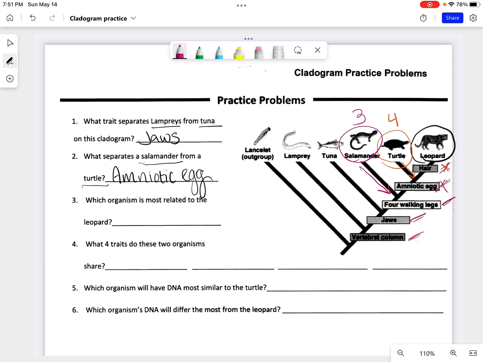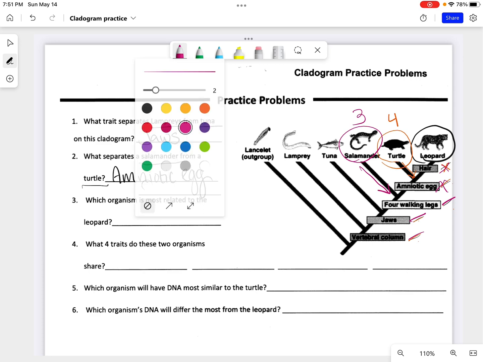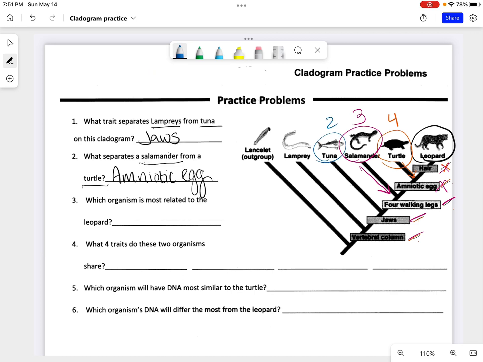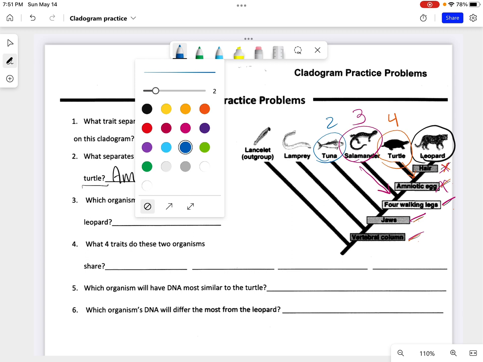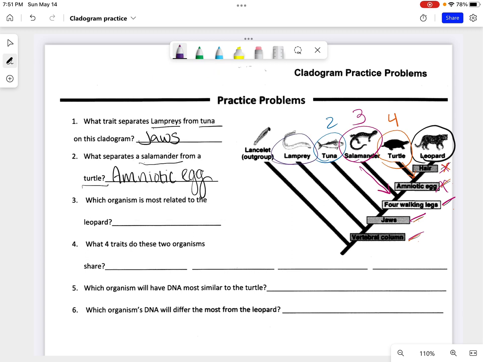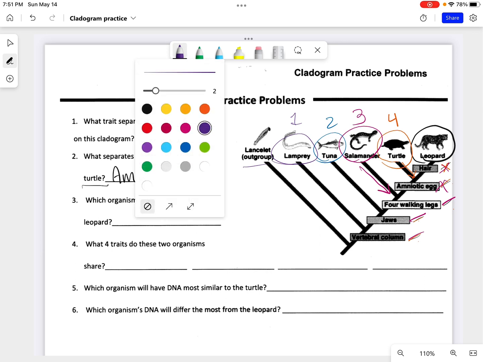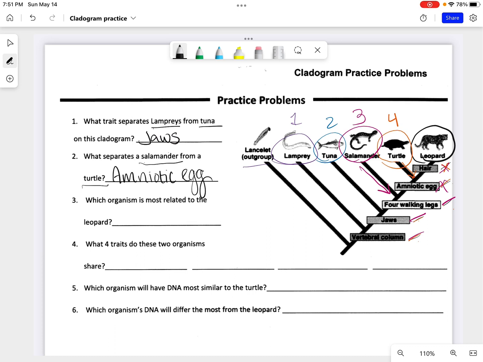Now, if you would like, you can go through and calculate the rest of these. You would find that the tuna fish shares 2 traits. The lamprey shares 1 trait, and the lancelet doesn't share any. So for this question, the organism that's most related is going to share the most traits. And you can tell from what we looked at that that is going to be the turtle.